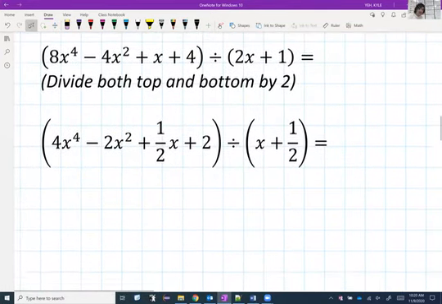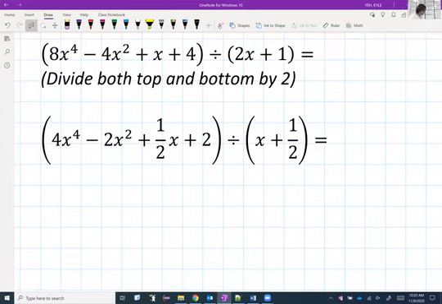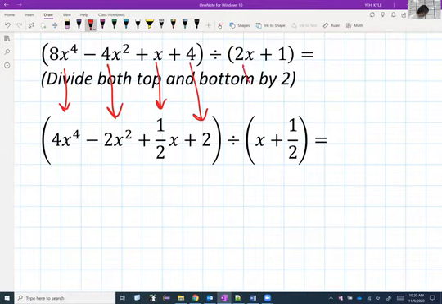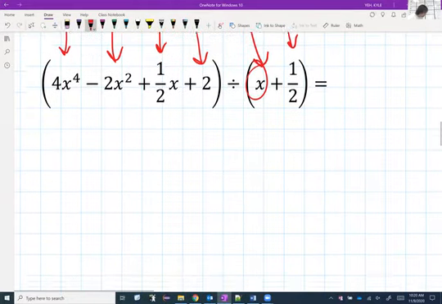Well, we can always, if we want to use synthetic division, just divide both top and bottom by 2. 8x to the fourth becomes 4x to the fourth. Negative 4x squared becomes negative 2x squared. x becomes 1/2 x. 4 becomes 2. But then here's the really important one. 2x became 1x to the first, just x. Now we can use synthetic after we make 1 become 1/2. Okay, will there be fractions? Yes, but let's see how this plays out.